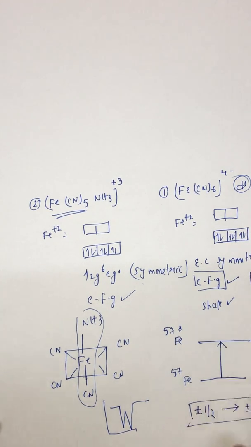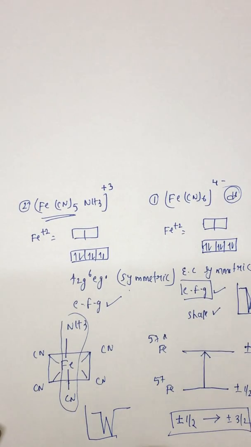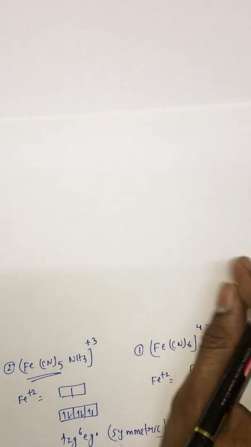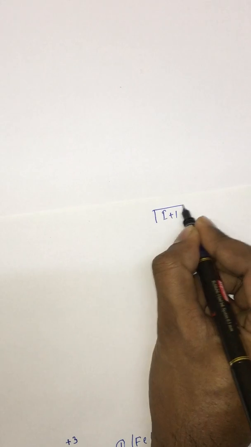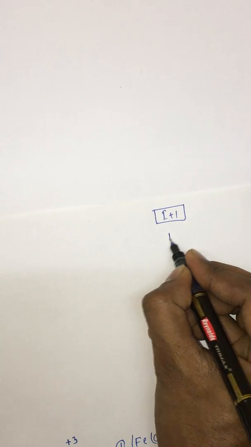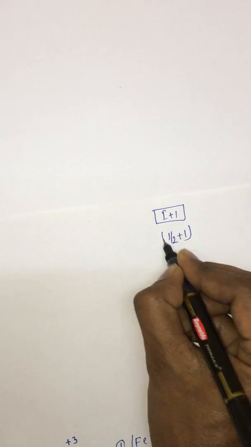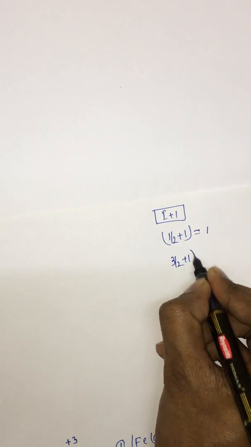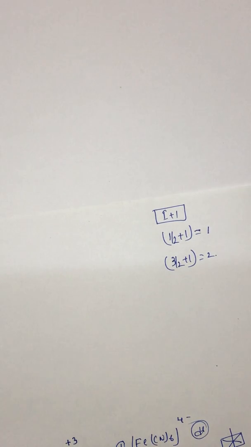So when we have one line, we see only ±1/2 to ±3/2. When we have 2 lines, what kind of transitions do we see? So the number of energy levels depends upon I+1. When we have spin 1/2, we will see only 1 energy level. When we have spin 3/2, we will see 2 energy levels.